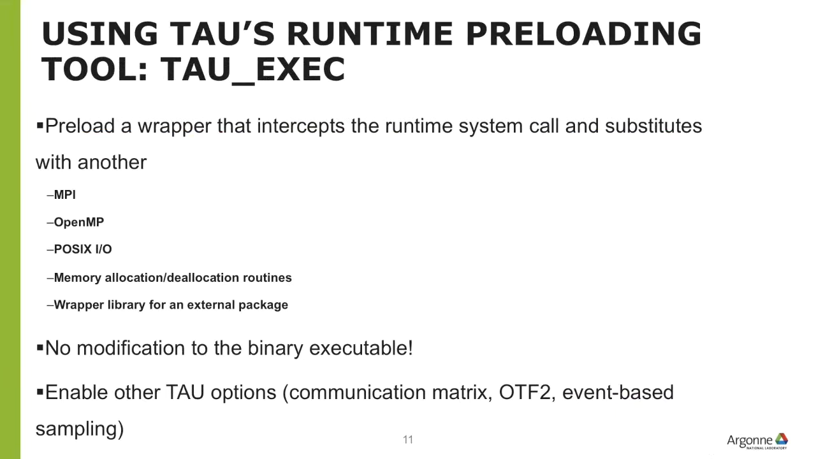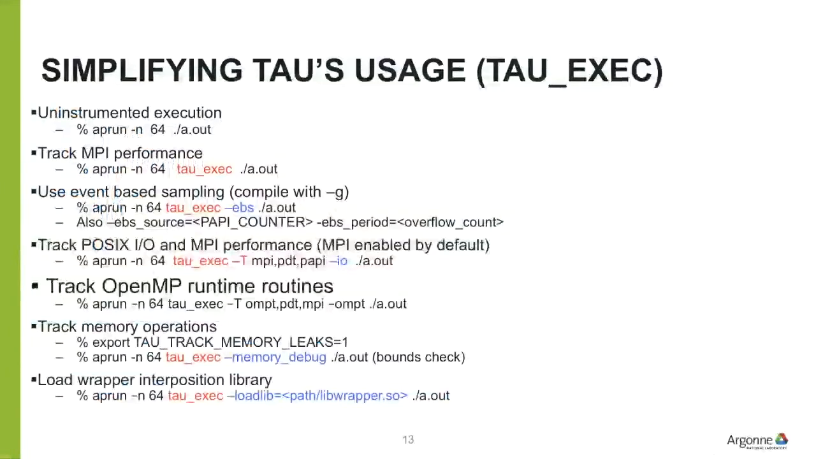So you can have a hybrid system where you accurately measure with timers the MPI and OpenMP calls while you enable sampling to look at the rest of the code. So you can look at communication matrix plays. You can generate OTF2 traces natively in Tau using this tau_exec. We can also enable event-based sampling. So let me just show you how this works.